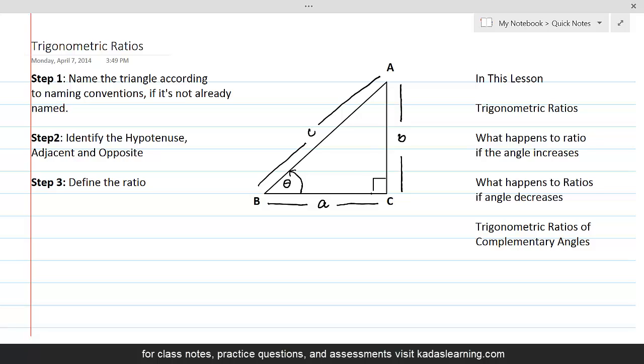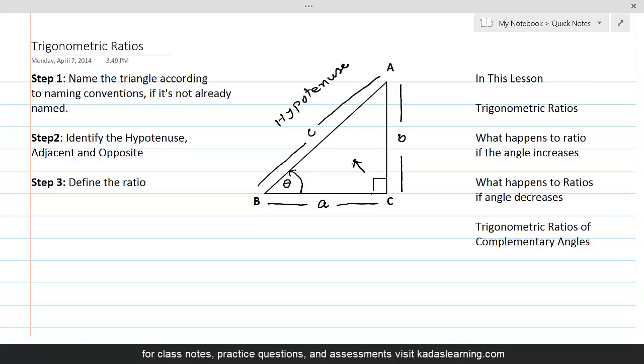And for step 2, now we need to identify hypotenuse, adjacent and opposite. The side opposite to 90 degree angle, which is C, is hypotenuse. Hypotenuse is again the side of the triangle which is longest, and it is opposite to 90 degree angle. Let me just indicate that with arrow. So that will be the side. Hypotenuse, it is not difficult to decide.